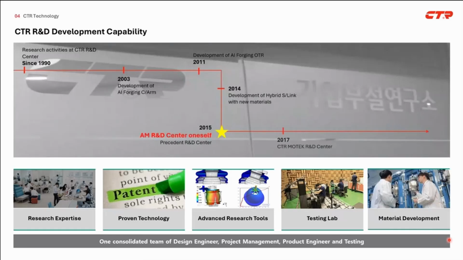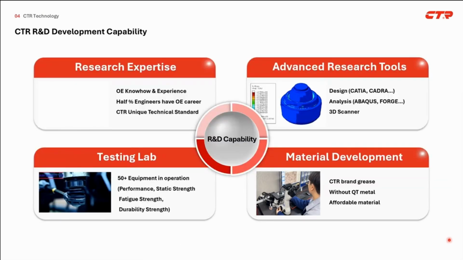First is CTRAM R&D development capability. Starting with research activities at the CTR R&D Center since 1990, we have achieved some important technological developments. And since the establishment of the R&D Center for the Aftermarket in 2015, we have been training specialized professionals for the aftermarket. CTR R&D possesses research expertise based on OEM know-how and experience.